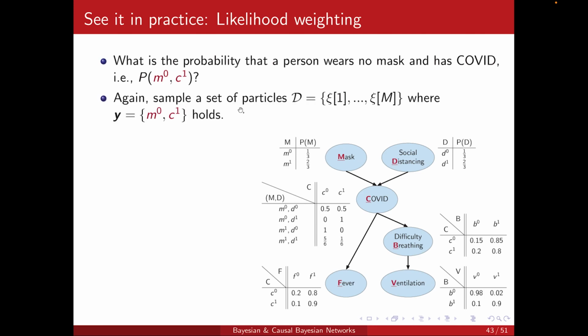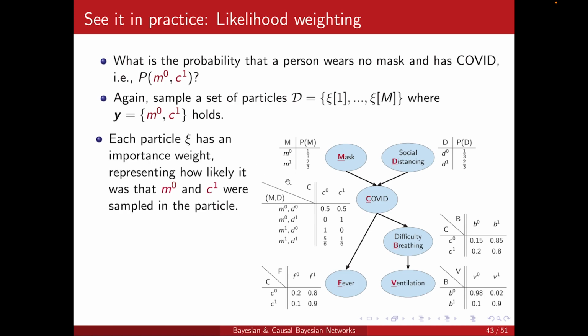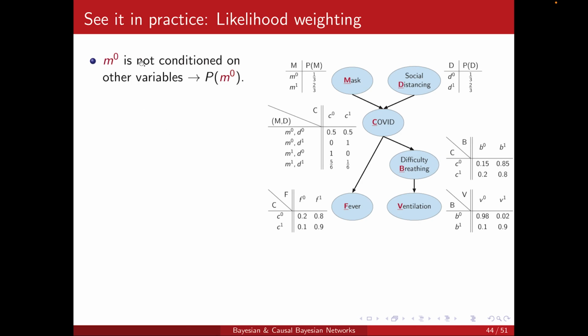Again, we sample a set of particles where y, the event, is set to M0 and C1, and each particle has an importance weight representing how likely it was that M0 and C1 were sampled in the particle. So how do I do this? Well, M0 is not conditioned on any other variable, so the importance is just P of M0, and it's basically 1 over 3.